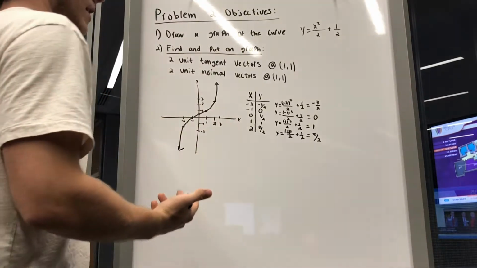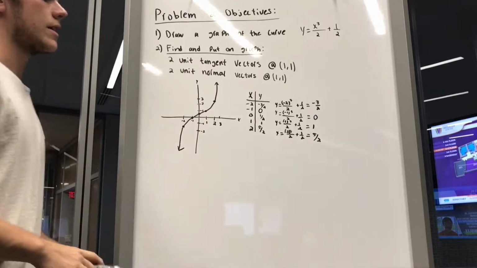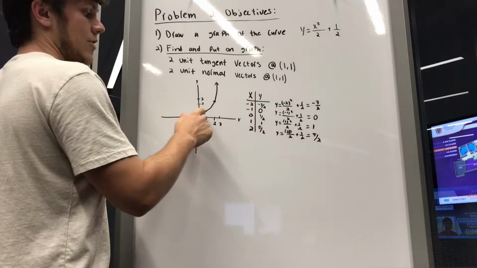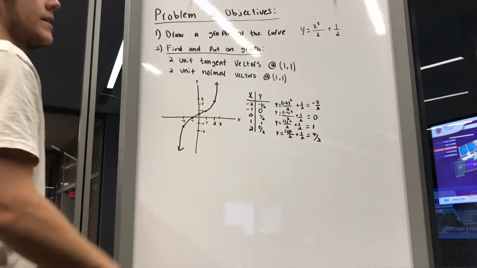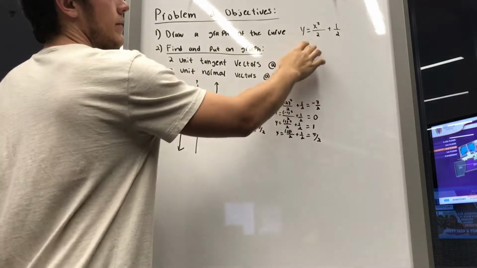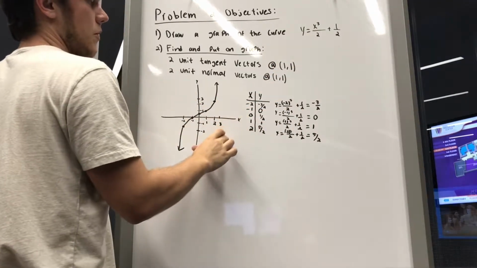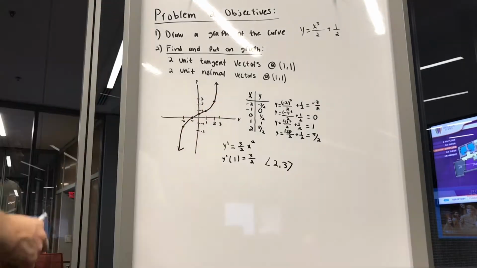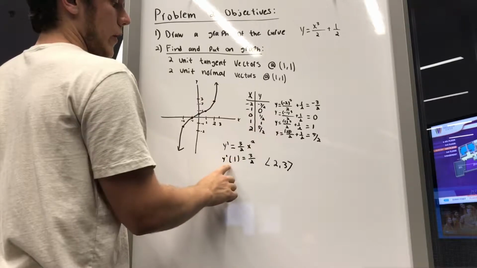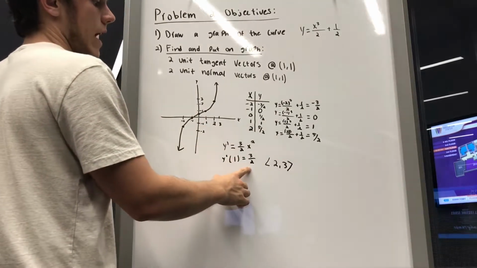Now that we have a general idea of what our graph looks like, we can begin to tackle the first unit tangent vector. Now, to find a tangent vector, we can start off with finding a tangent line at the point 1, 1. In order to do that, we're going to need to take the first derivative of this function and plug in our x value in order to get the slope of that line. Now that we've taken the derivative and plugged in 1 for x, we get that the slope of the tangent line at the point 1, 1 is 3/2.